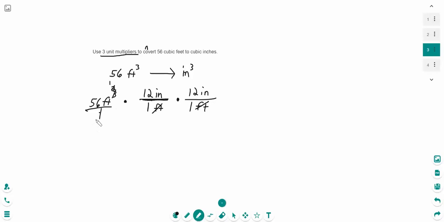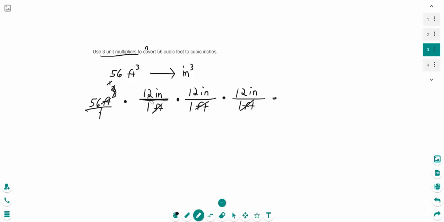We still have a foot here. All right, we haven't eliminated it completely. So when things are cubed, we then need to multiply it by a third unit multiplier in order to remove this, in this case, foot completely. Now the foot is gone. We've cross-canceled it out, all right?